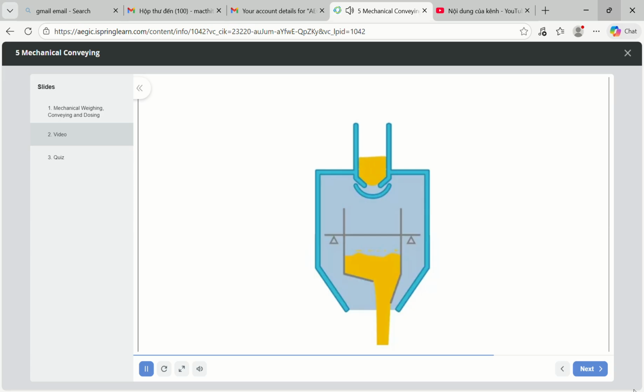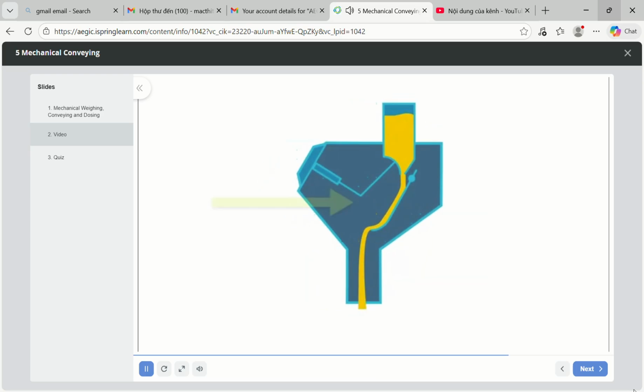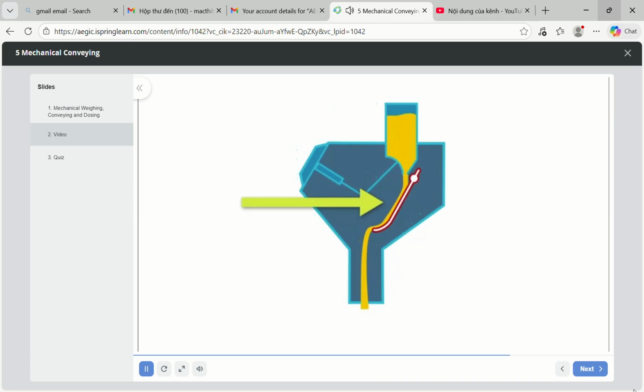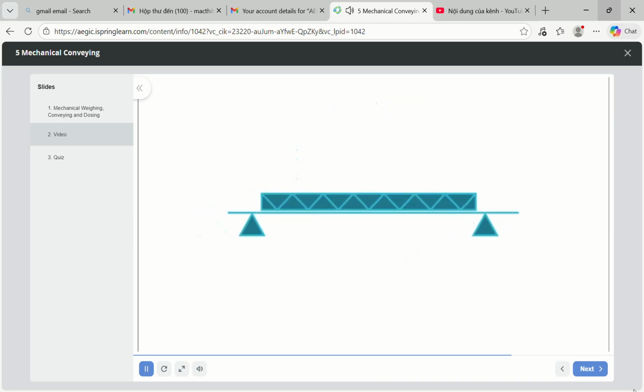Some weigher designs do not dump the batch at once. Instead, they weigh material in such a way that the flow rate into and out of the weigher is equal. Some have similar designs to batch weighers. Other designs range from simple deflection plates to conveyors on load cells.